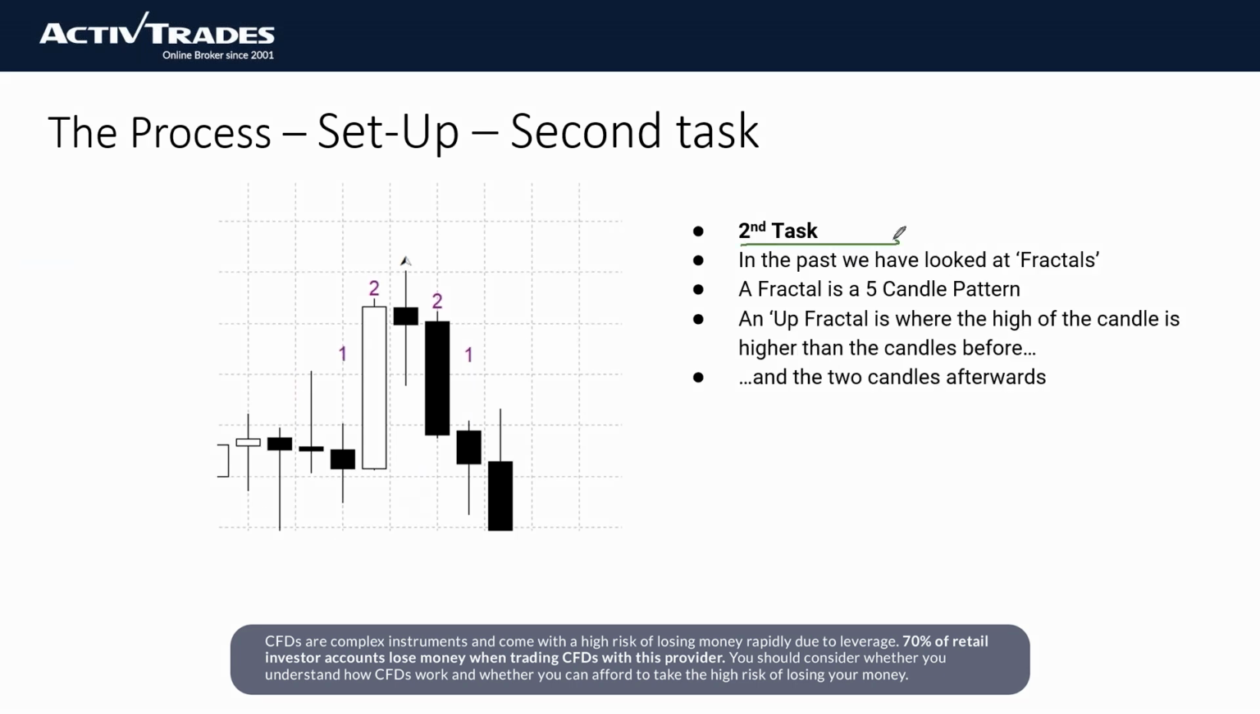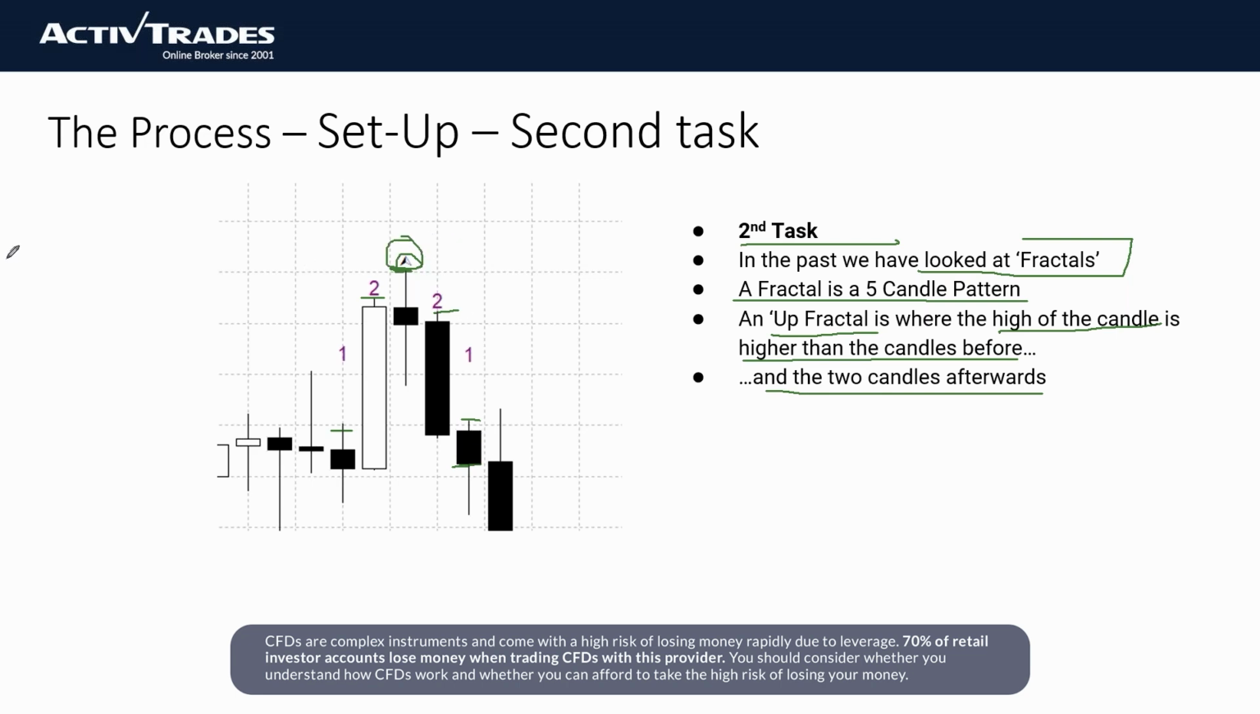So in the past, we have talked an awful lot about fractals. Remember, a fractal is a 5-candle pattern. An up fractal is where the high of the candle is higher than the 2 candles before and the 2 candles after. So you can probably see the little print there, and you'll find that on the ActivTrades MetaTrader 5, MetaTrader 4 platform, and on TradingView, on most trading platforms you can access it. But the important thing is the high of that candle was higher than the 2 before and the 2 after. But just remember, it's not until this second candle after completes that the fractal is confirmed.